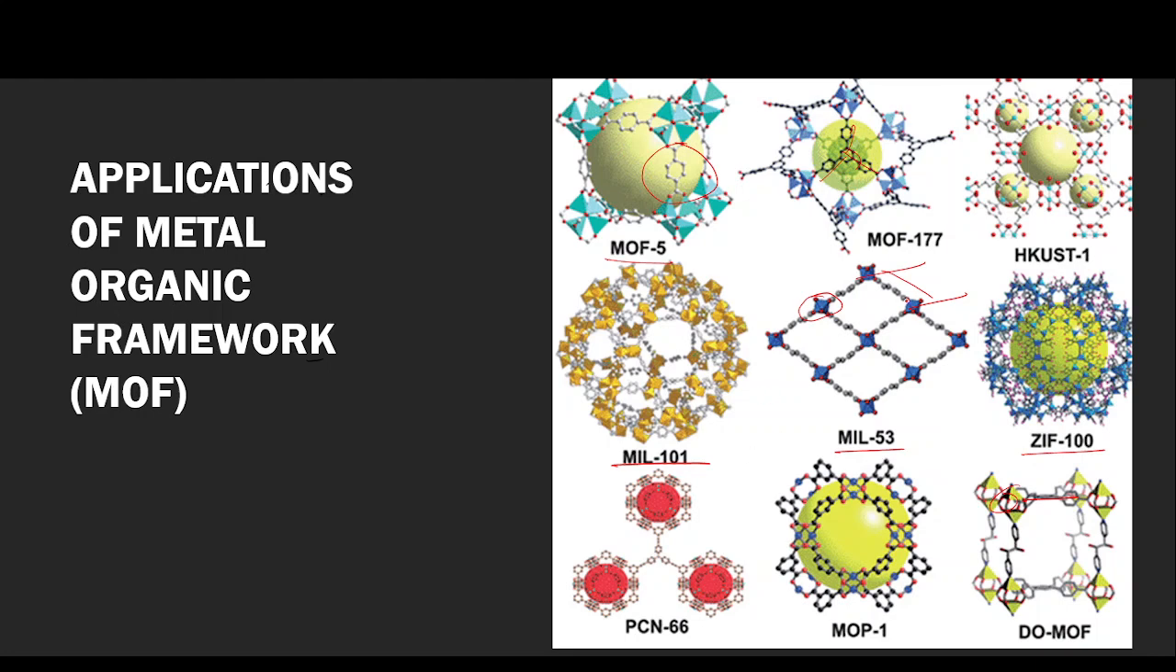So these use different organic substrates or linkers. Also, they use different metal nodes. And you could see PCN-66. It is a very interesting MOF, and it is very useful for drug delivery as well as a sensing molecule. You could see it has a lot of functional organic parts in it, and these make them highly stable as well as highly rigid. And this is MOP-1 and DO MOF.